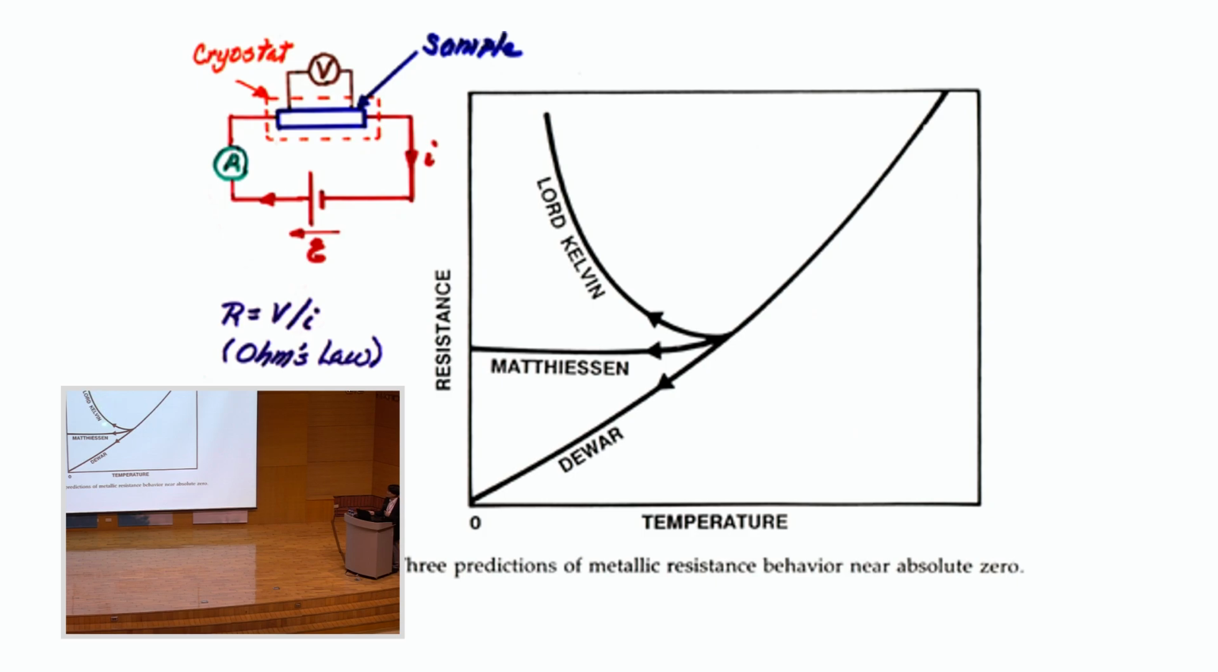And then Dewar said no, it should continue, it drops. But this was all speculation. I specifically mention this and show you this picture because even though it is a very simple experiment, all you have to do is pass the current through the sample and measure the voltage. Then you look at voltage divided by I, that's Ohm's law, which gives you the resistance.